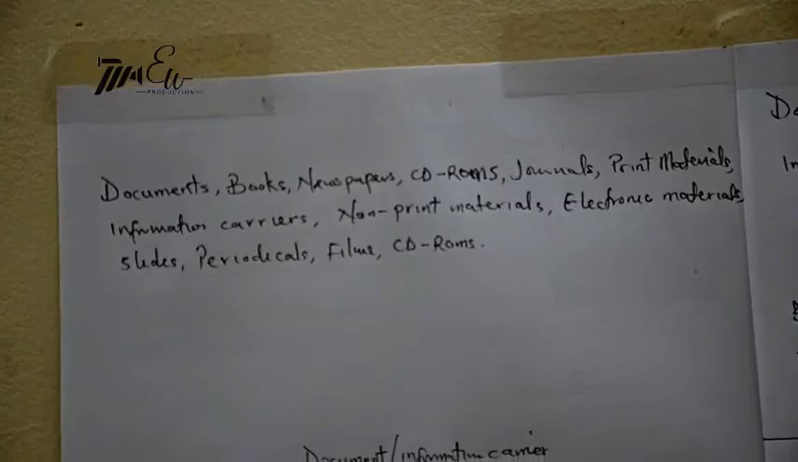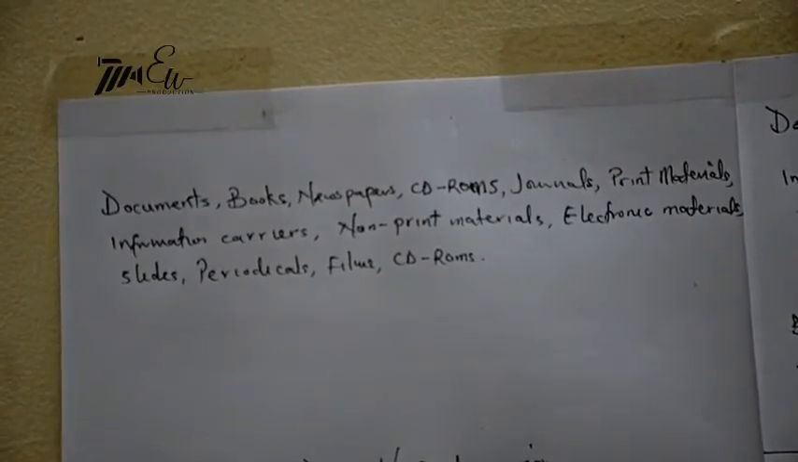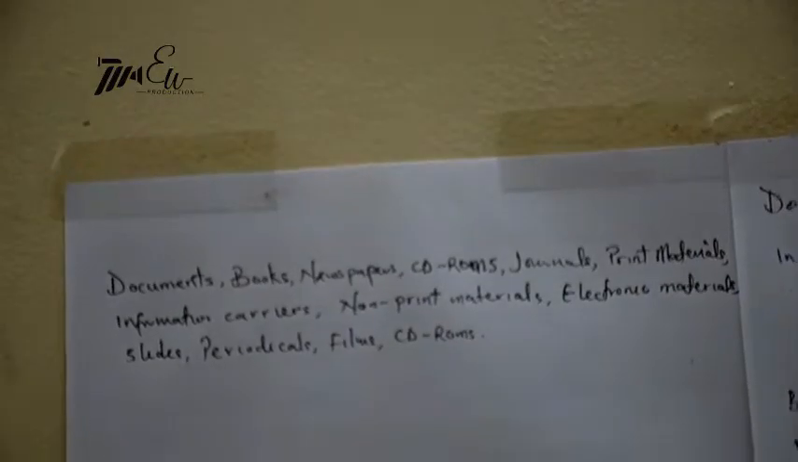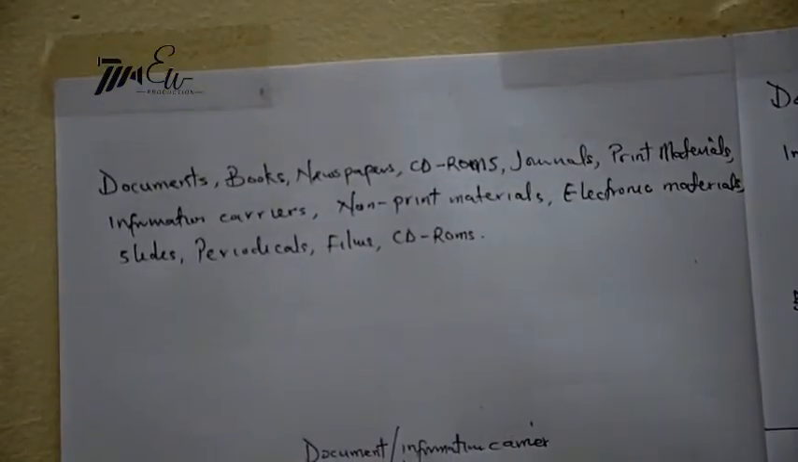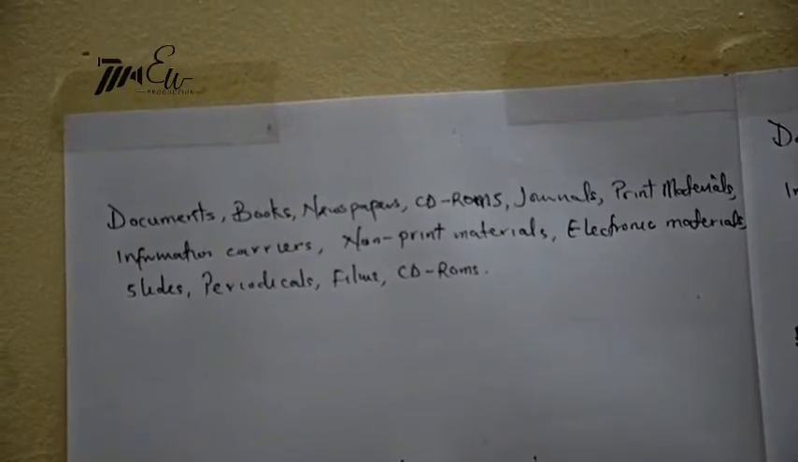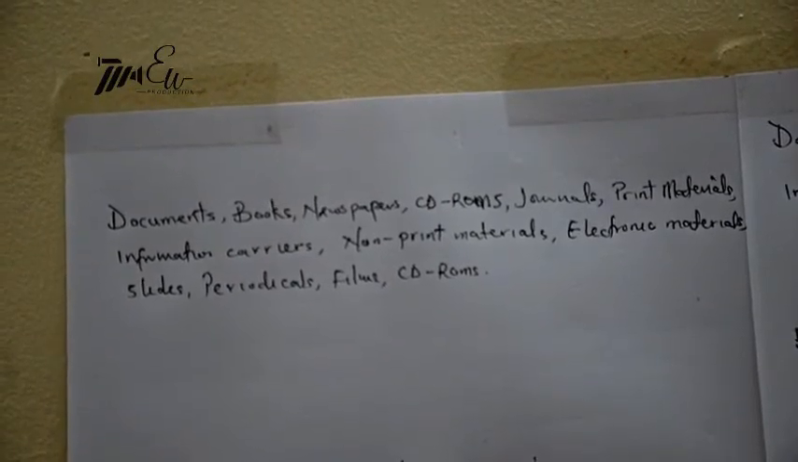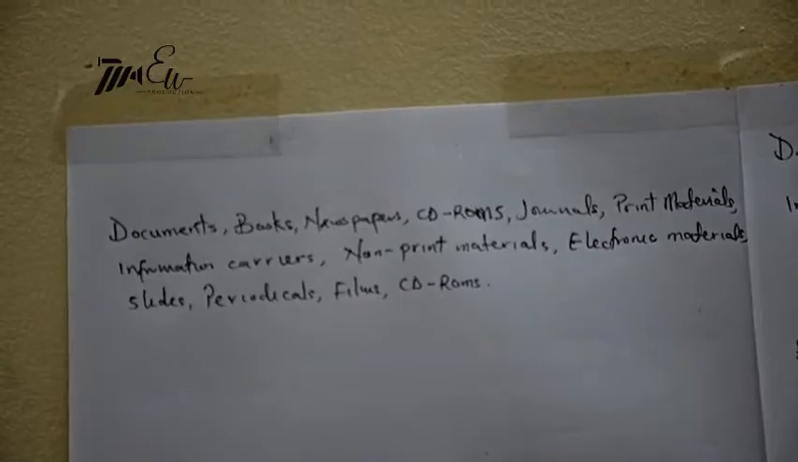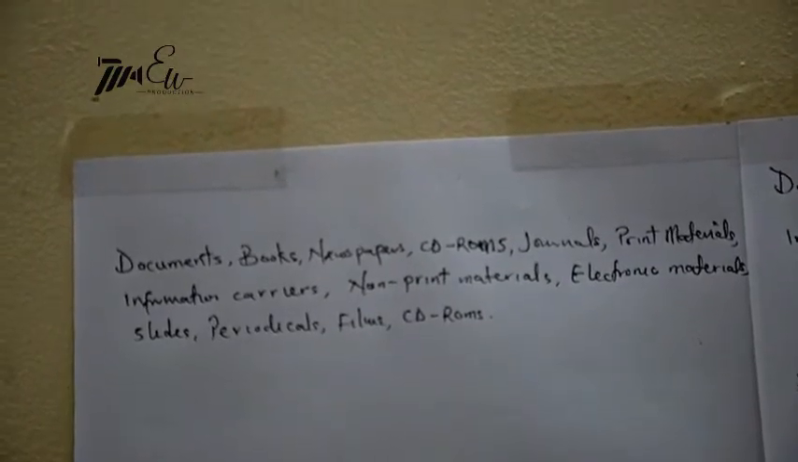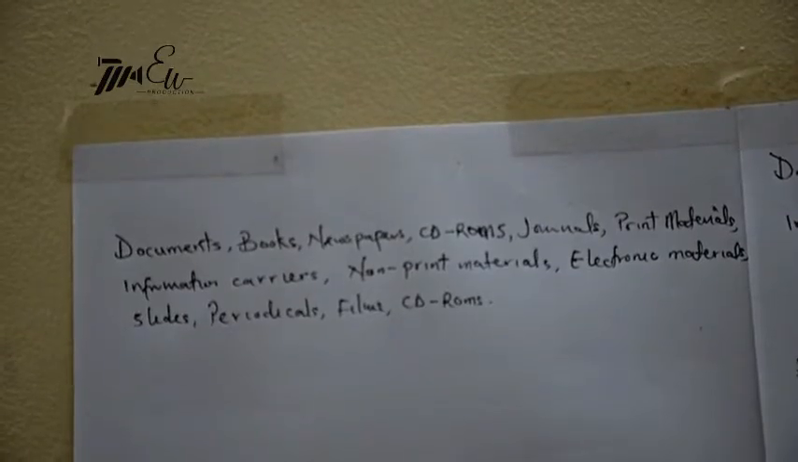Go to electronic materials. What are the types of electronic materials? You find out that CD-ROMs are types of electronic materials. Then ask yourself, what are the types of CD-ROMs? CD-ROM does not have any type, so we leave it there. You go to non-print materials. Frames and slides are types of non-print materials, so we write them under non-print materials.